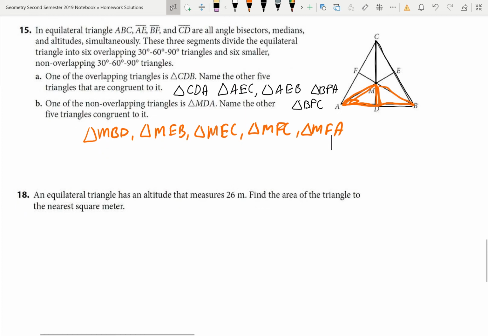So again, it's good to note that in this triangle here, these are all medians. That's going to mean these are all the same. And they're all angle bisectors. So that's going to make all these the same. And because in an equilateral triangle each angle is 60 degrees, each of these angles here is 30 degrees. And so you have a bunch of 30, 60, 90 triangles inside of it.